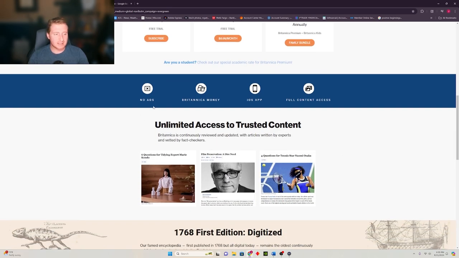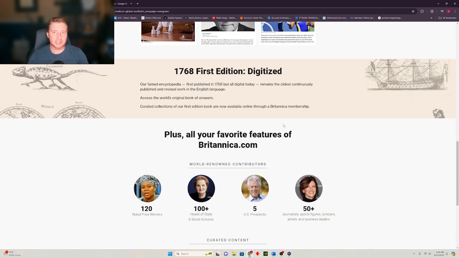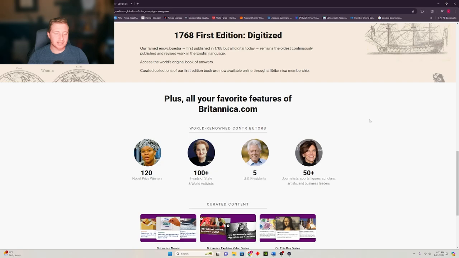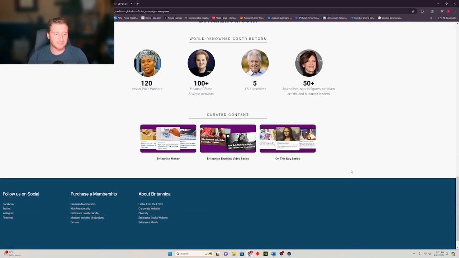Here you're going to get, once you get Premium, no ads, Britannica Money, full access on the iOS app, and full content access. There's a lot of trusted content. You get some digitized versions of physical prints, and there's a lot of well-known contributors who have given a lot of sponsorship to this website. This includes Nobel Prize winners, heads of state and world activists, U.S. presidents, and journalists, sports figures, scholars, artists, and business leaders.